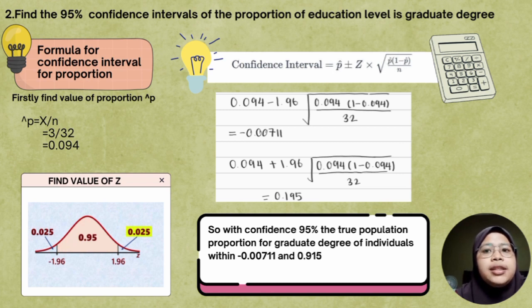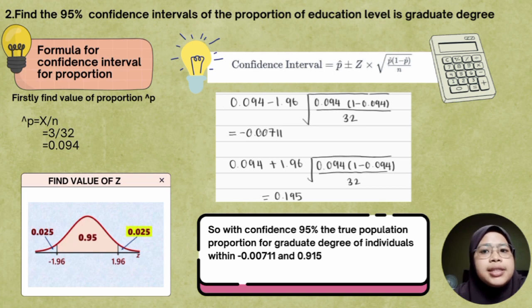Next, we need to find the value of Z. At confidence 95%, the alpha is 0.05. So we have 0.025 for two tails. Using the Z table, the value of Z for 0.025 is between negative 1.96 and positive 1.96. So after we get the Z value, we need to use the formula.